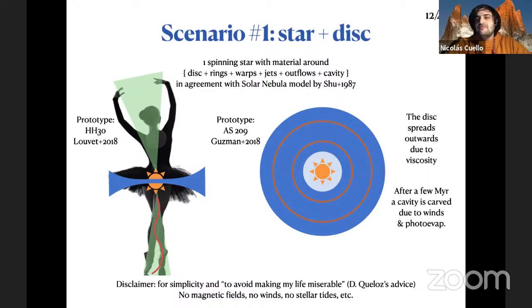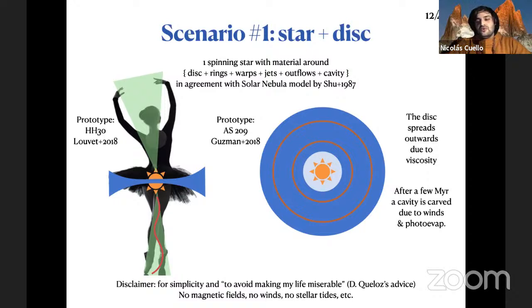So you see a very nice disk with structure, which is mainly axisymmetric. And we know that the disk spreads outwards due to viscosity, and that after a few million years, a cavity is carved in the inner parts due to winds and photoevaporation. So here you have 2 prototypical cases, HH30 and AS209, that are like this.